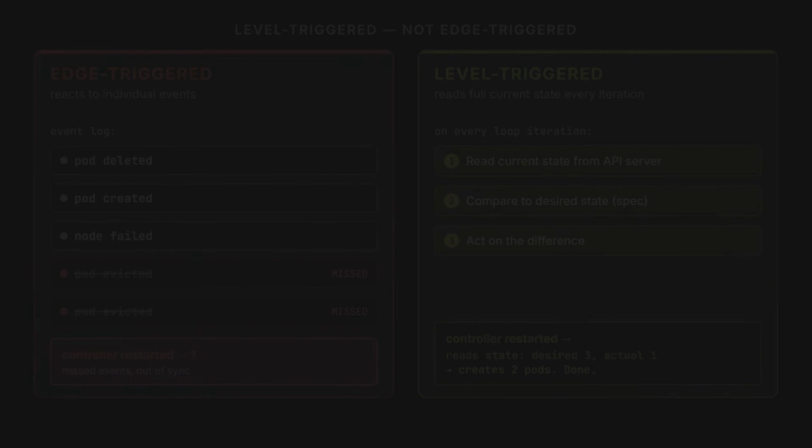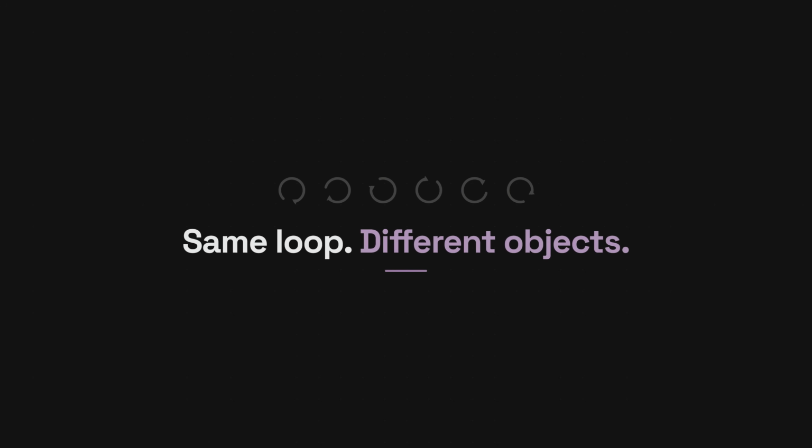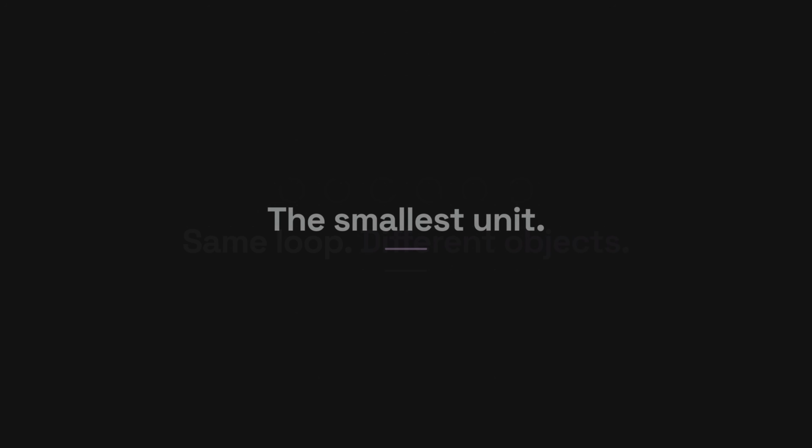We haven't touched a real Kubernetes object yet. But from now on, every concept we cover is going to be a specific instance of this pattern. You'll see it in pods, in services, in deployments, and even in the scheduler. Same loop, different objects. Let's start with the smallest unit.